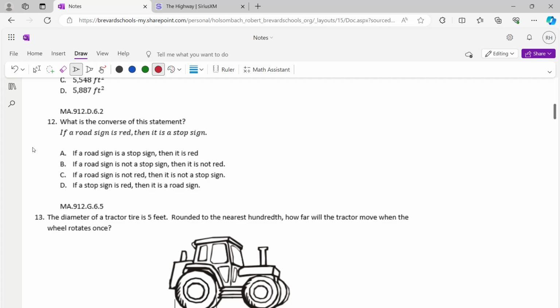Problem number 12, what is the converse of a statement? All right, you got a conditional statement, P arrow Q. If hypothesis, then conclusion. Then the converse is when you switch them. You switch the hypothesis and you switch the conclusion. The hypothesis is what's after the if. The conclusion is what's after the then.